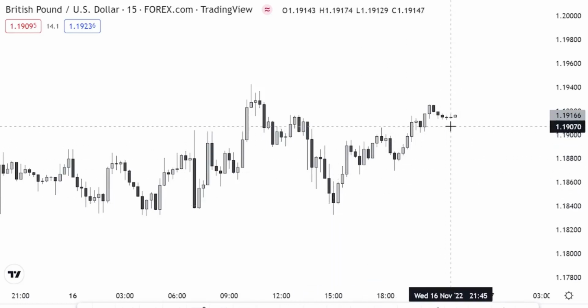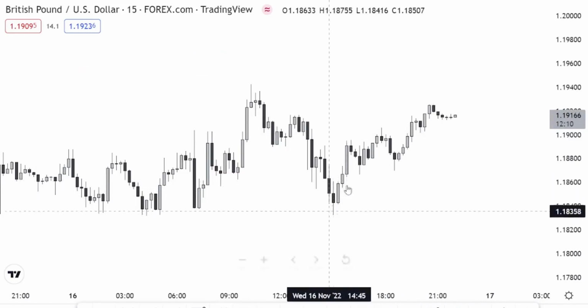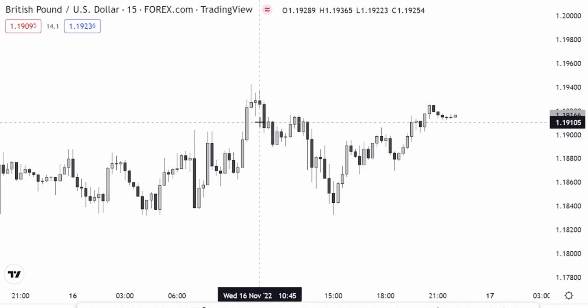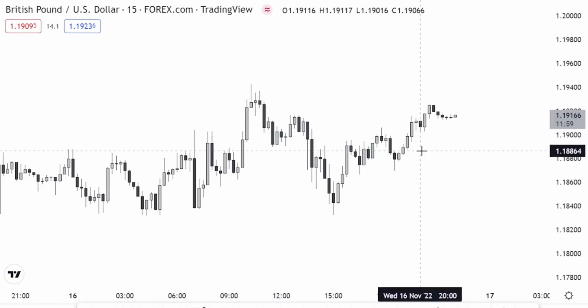That's the number 2 rule. Now, number 3 rule, like I explained before, is that you need to find a candle that closes above the high of that middle candle in the case of a bullish momentum, or a candle that closes below the low of that middle candle in the case of a bearish momentum. These are the rules for this 15M time frame.